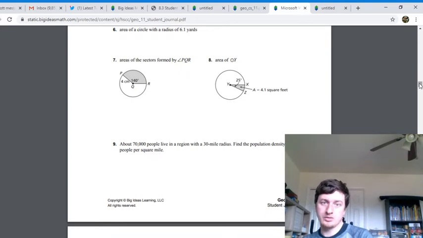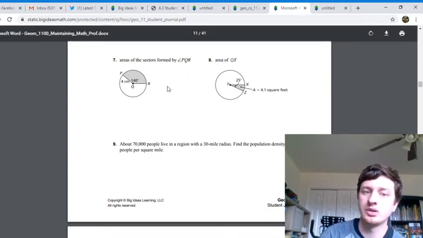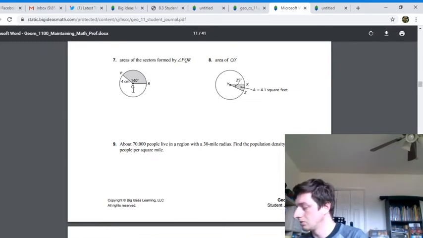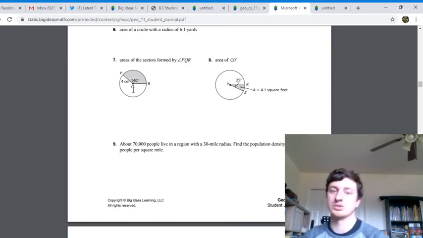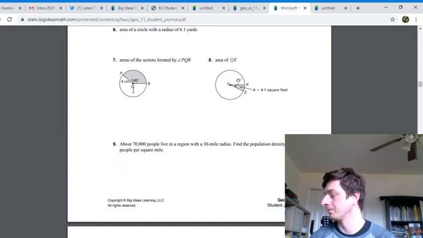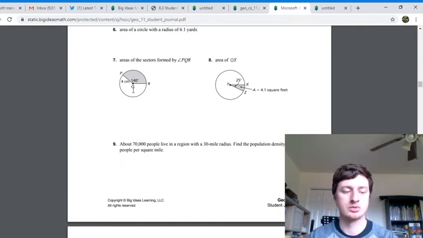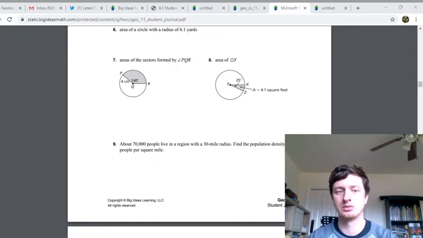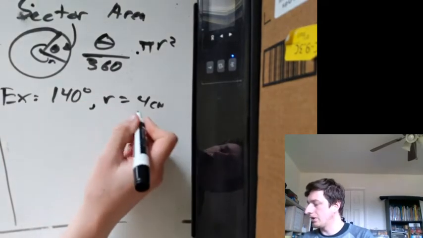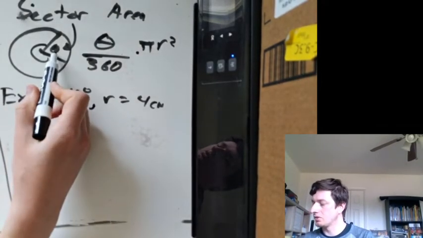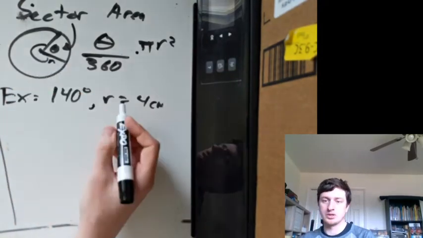So the area of the sector formed by angle PQR. We have 140 degrees, and our radius is 4 centimeters. So our answer is going to be in centimeters squared, because our radius is in centimeters. We'll go back to this screen. Here are our values: 140 degrees, that's this angle here, and 4 centimeters was our radius.